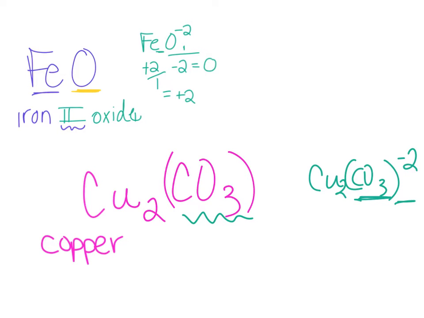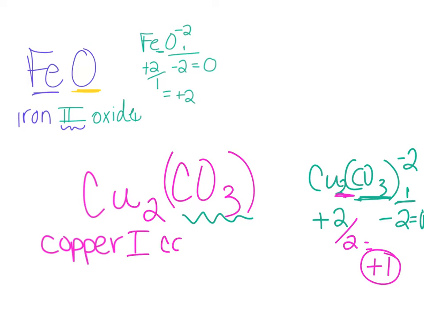Do you guys see that? It's not 3. There's 3 oxygens, but there's one polyatomic. Because if I had a 2 over here, then that would be a 2, right? But I don't. This is only 1, so -2 times 1 is a -2 overall charge. We need to get to 0. So over here we have to have a +2, but how many coppers do I have? 2. So I have to divide that by 2 things to figure out that it's a +1 charge. So this is copper 1 carbonate.